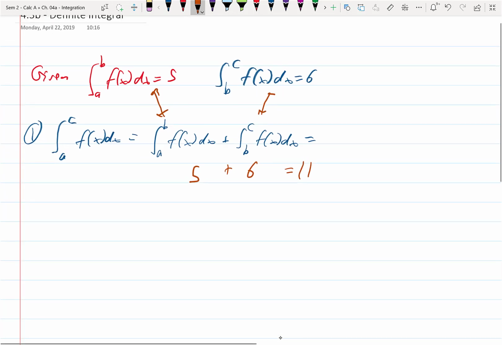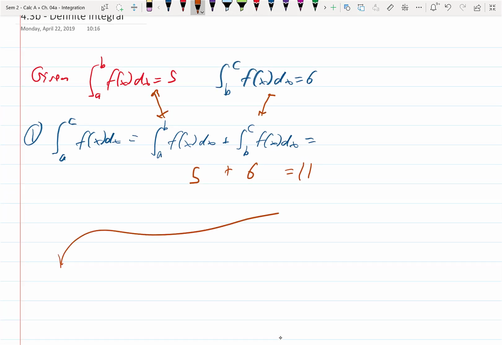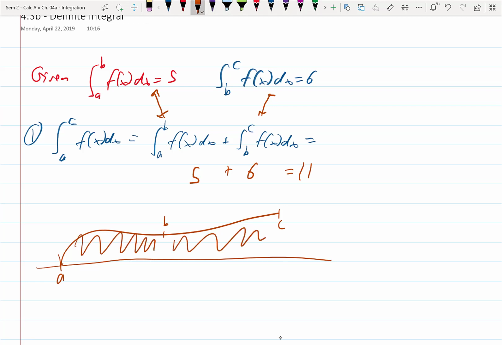And that should make sense that if I have a curve, and this is A, this is B, and this is C, that if an integral represents the area between the curve and the x-axis, that the area of one plus the area of the other should be equal to the area of the whole thing.